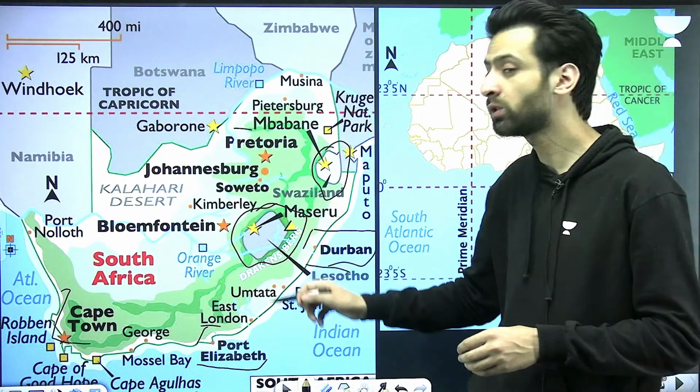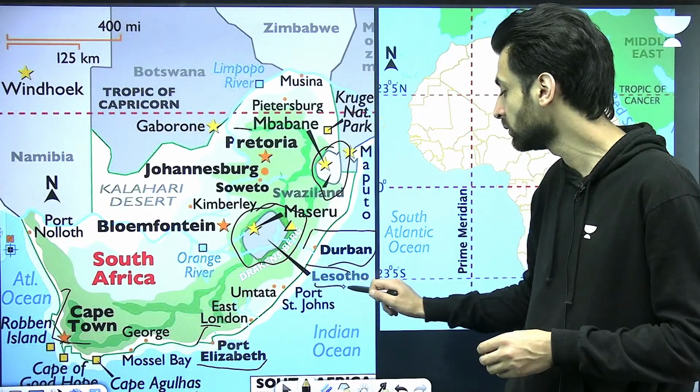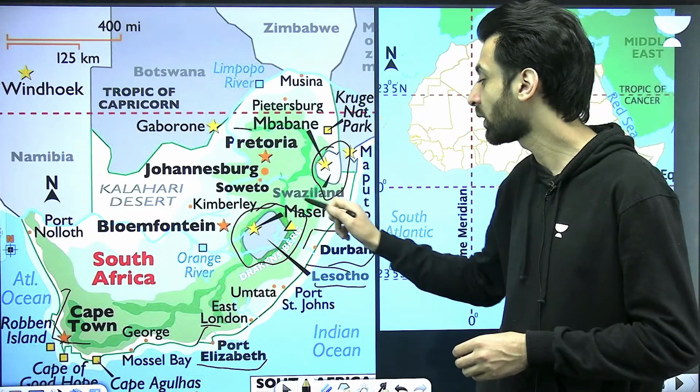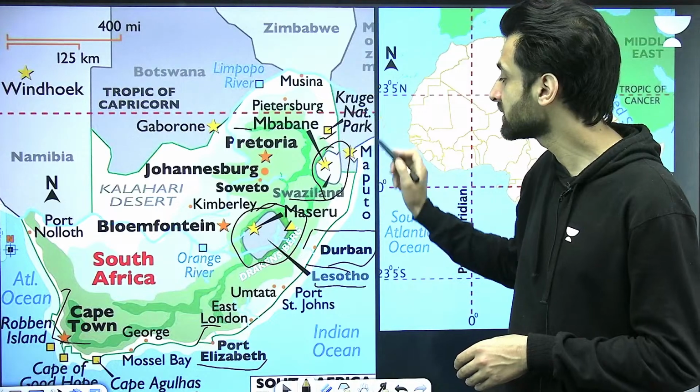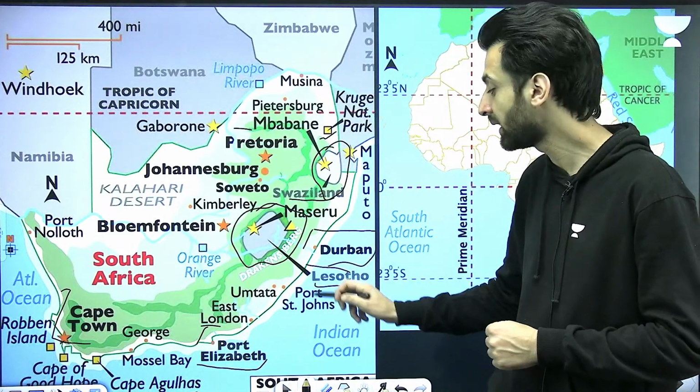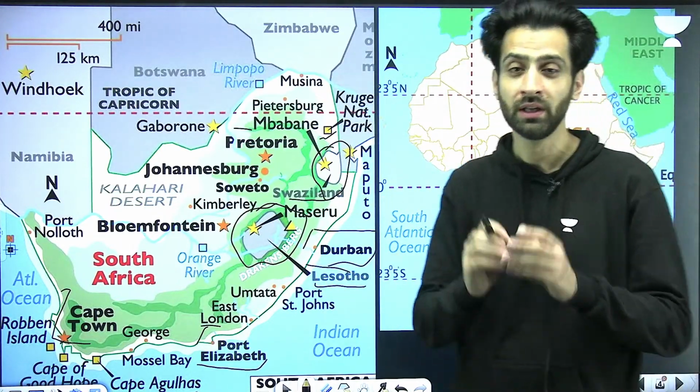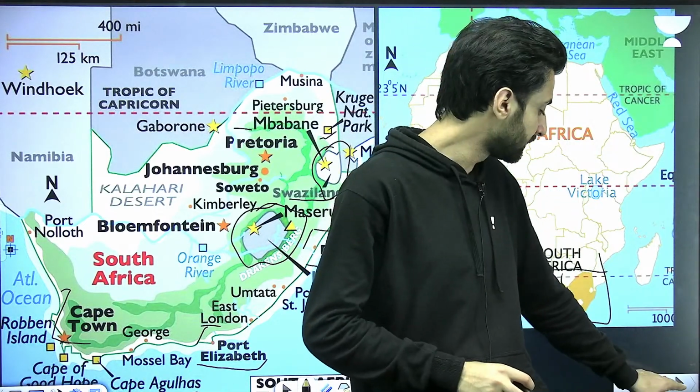So South Africa has got two countries within it. First one is Lesotho and the second one is Eswatini, or Swaziland. Its name is changed right now. So these are the two countries that now we'll go to study. On the northern side you will find Eswatini, and on the southern side you will find Lesotho. These are the two countries that lie within South Africa.